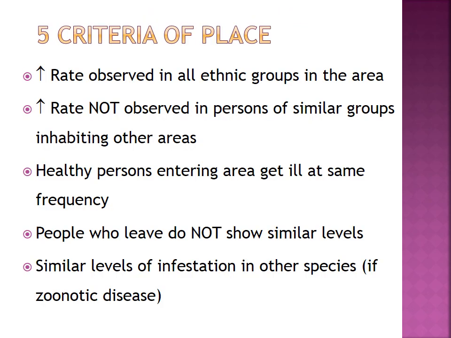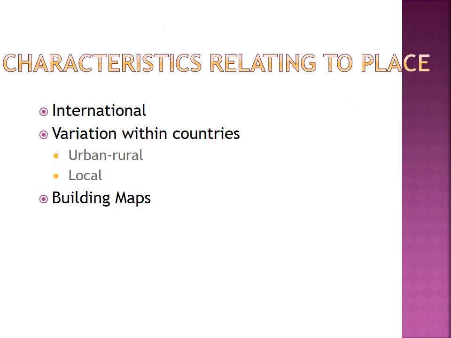Five criteria of place distribution: The increased rate is observed in all ethnic groups in that area. The increased rate is not observed in persons of a similar group inhabiting other areas. A healthy person entering that area will get ill at some point of time with the same frequency, and people who leave do not show similar levels. A similar level of infestation in other species is also found if it is a zoonotic disease.